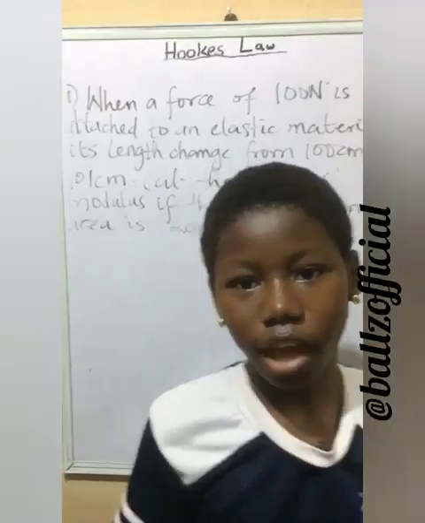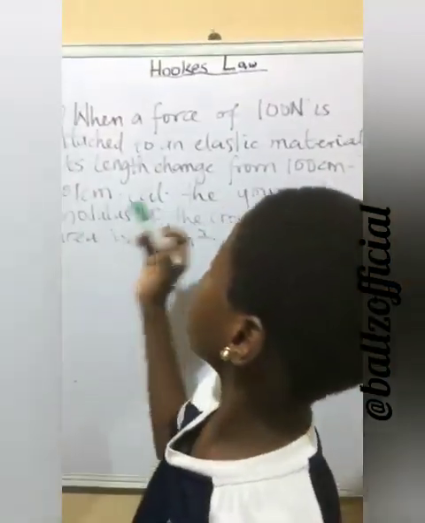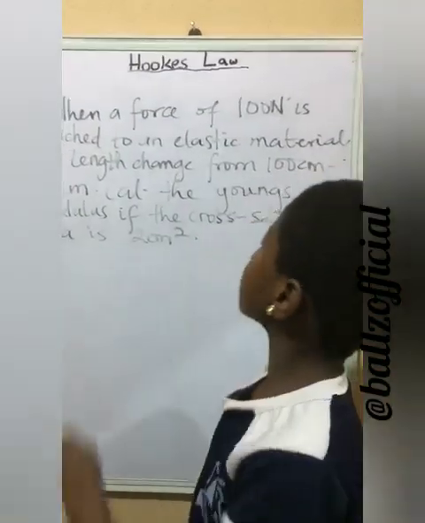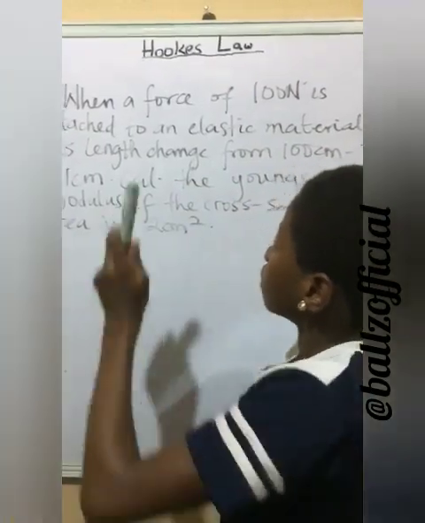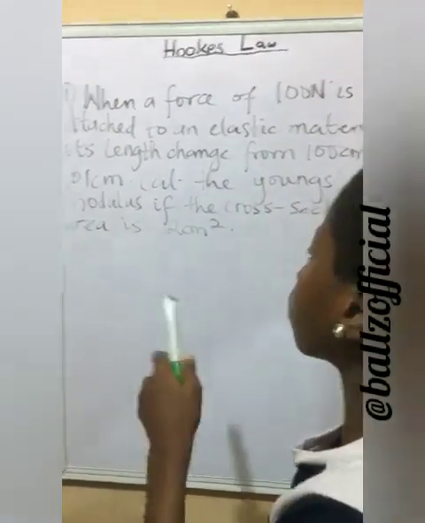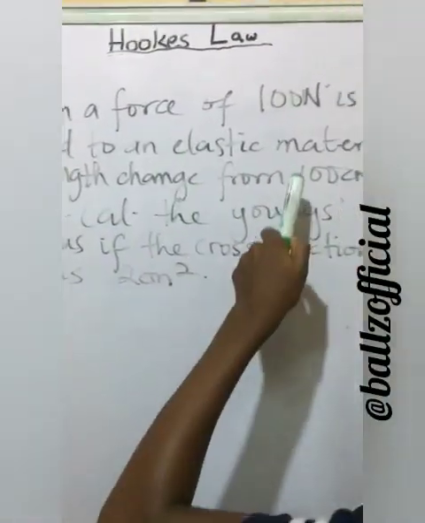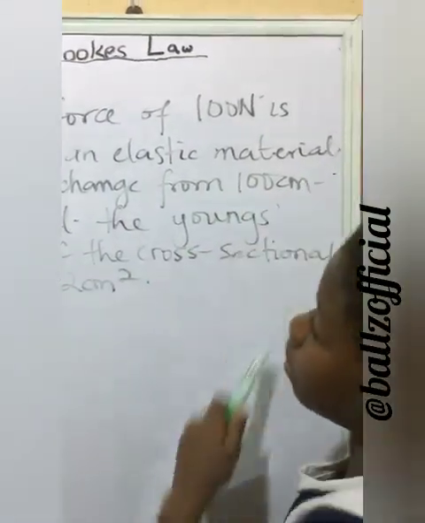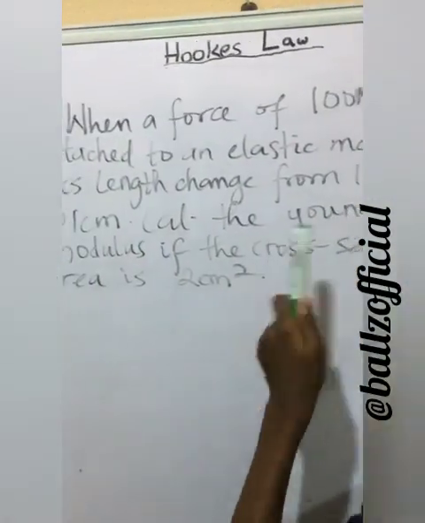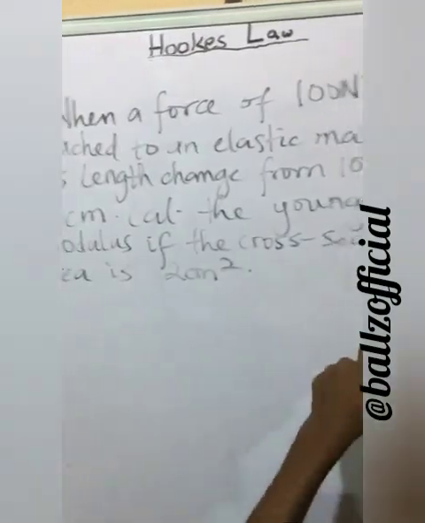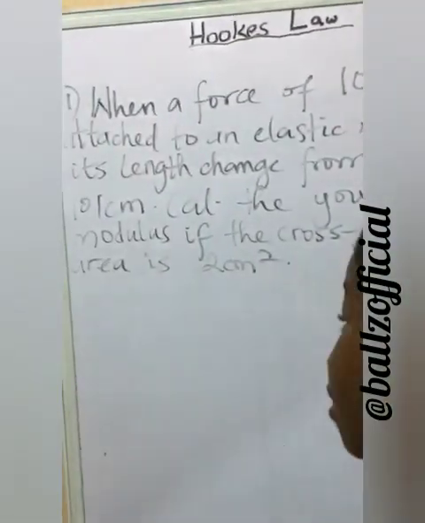Hello guys, I'm back and this is question 1 under Hooke's law. It says when a force of 100 Newton is attached to an elastic material, its length changed from 100 centimeters to 101 centimeters. Calculate the Young's modulus if the cross-sectional area is 2 centimeters squared.